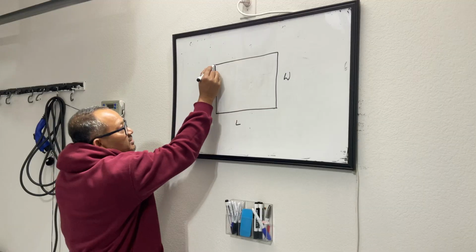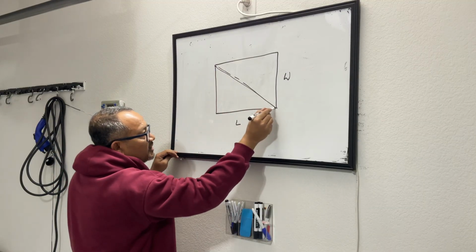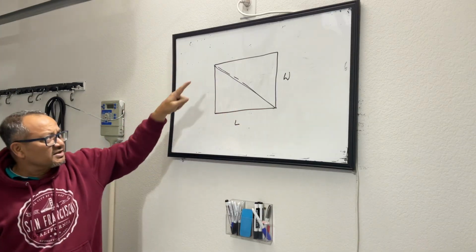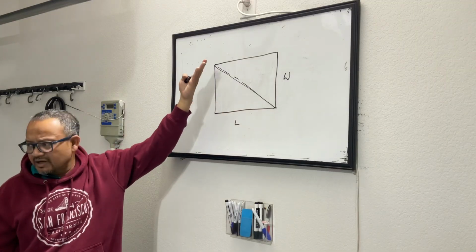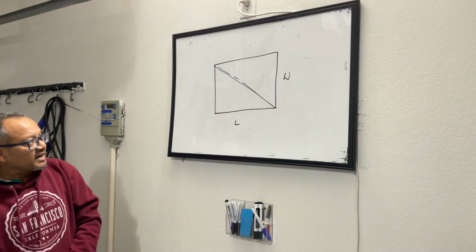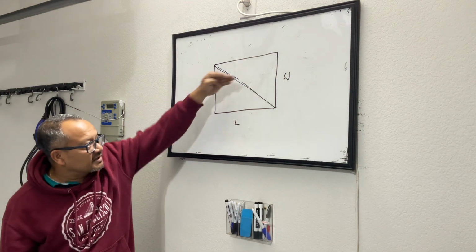Now join the two opposite corners. In any shape like this, a quadrilateral, when you join the corners, they are called diagonals, right? You can see that optically it is splitting this rectangle into two halves.